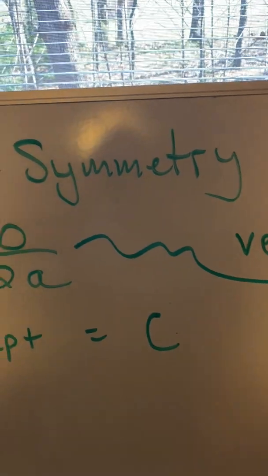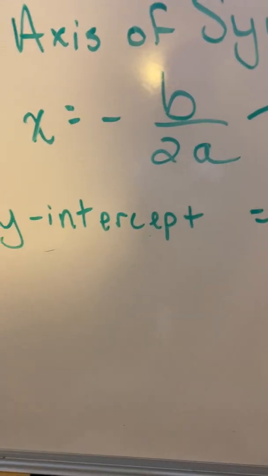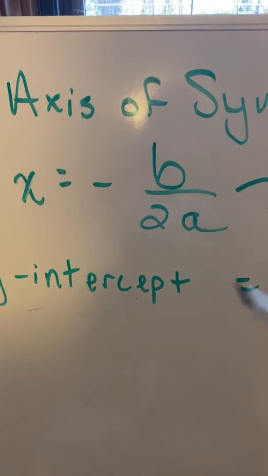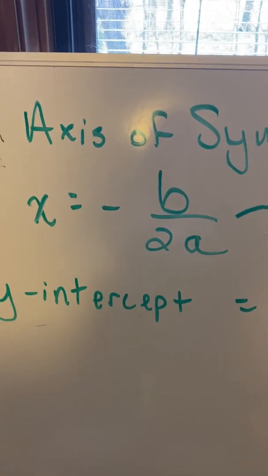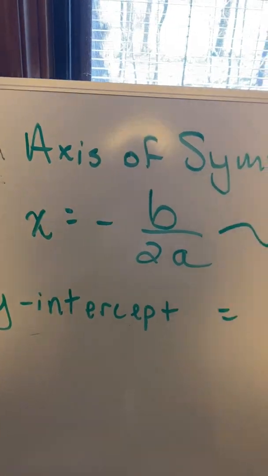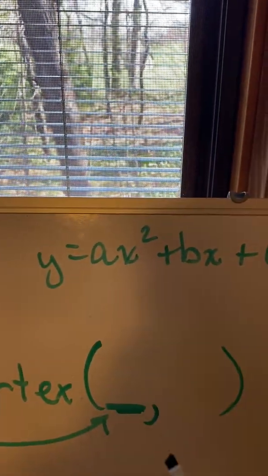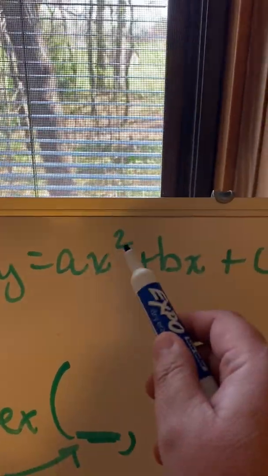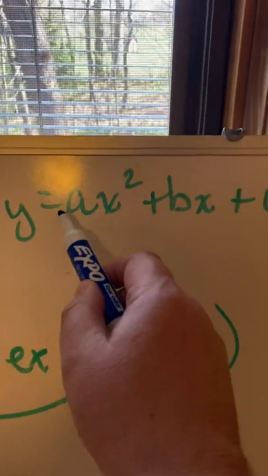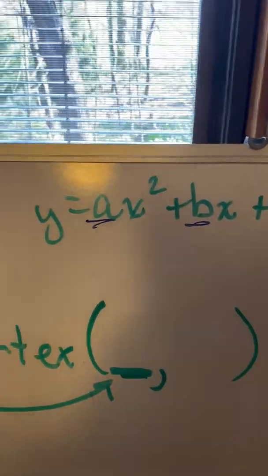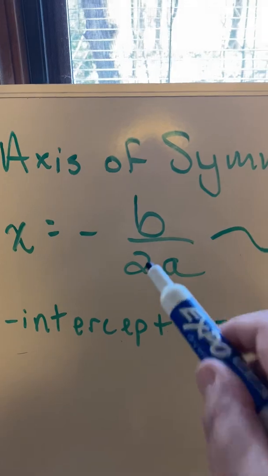Axis of symmetry. To find your axis of symmetry, all you use is negative b over 2a. But what does that mean? We're working with parabolic curves and the exponential functions right now. ax squared plus bx plus c, where your a, your b, and your c are all going to be used to find things for you.